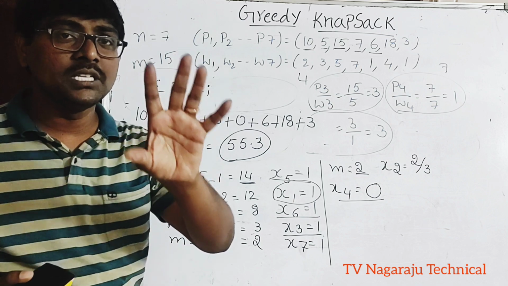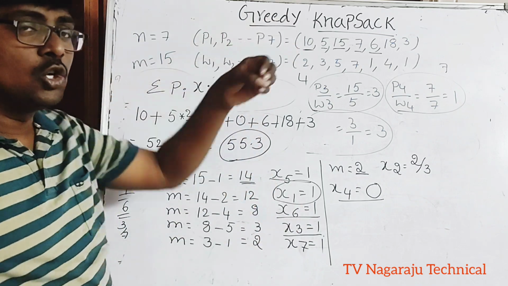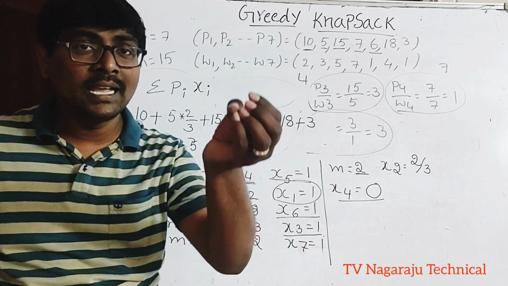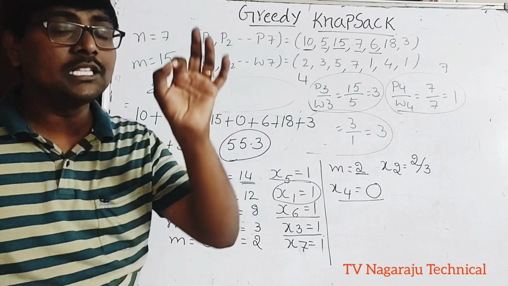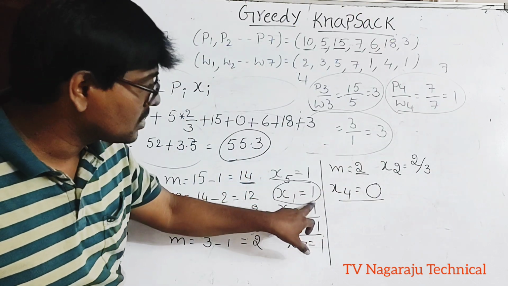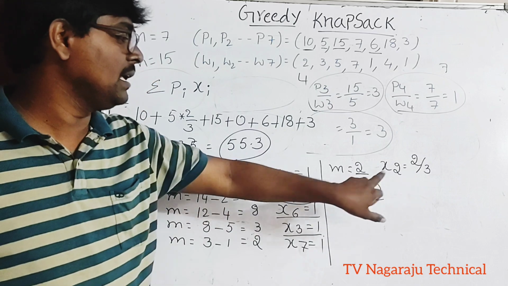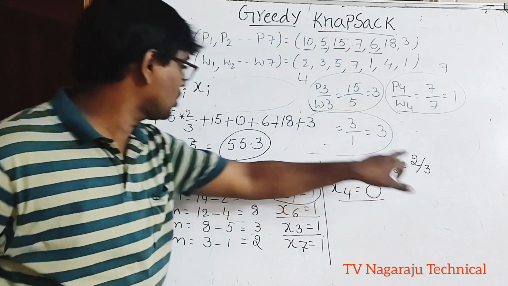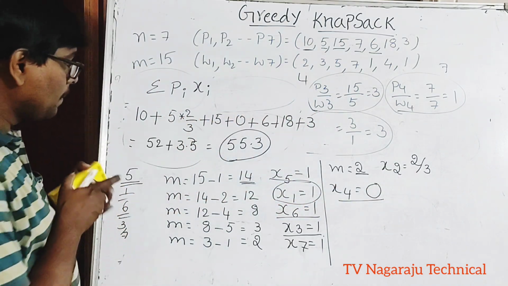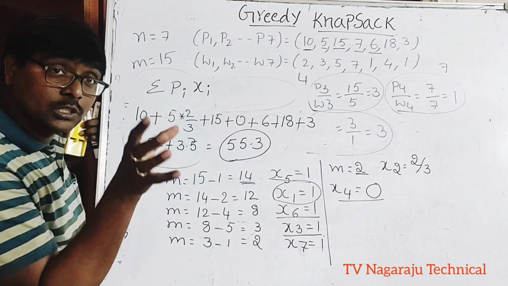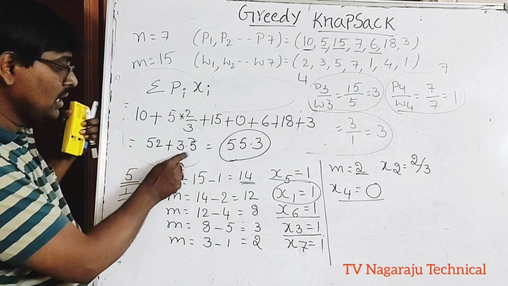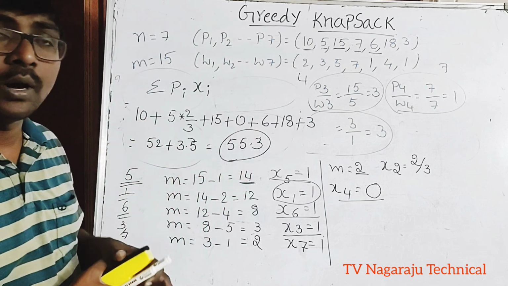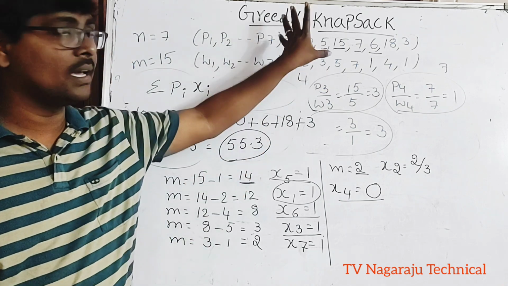Now you understand? The procedure is very simple. Calculate the ratios of profit by weight and place the objects according to the descending order of the ratios. If an object is placed completely, then that instance is 1. If it is not placed at all, the value is 0. If only some fraction is placed, the profit is only for that fraction. That is the reason: if you place the complete item, you get 5; if you place only 2 parts, you get only that profit. Now this is the total profit you get for this example. This is the greedy knapsack.